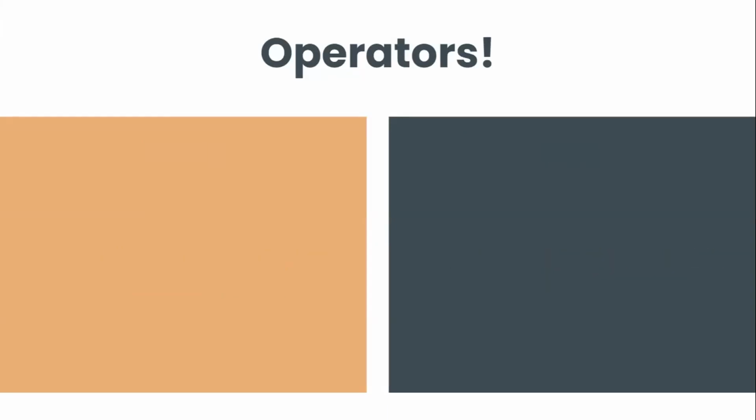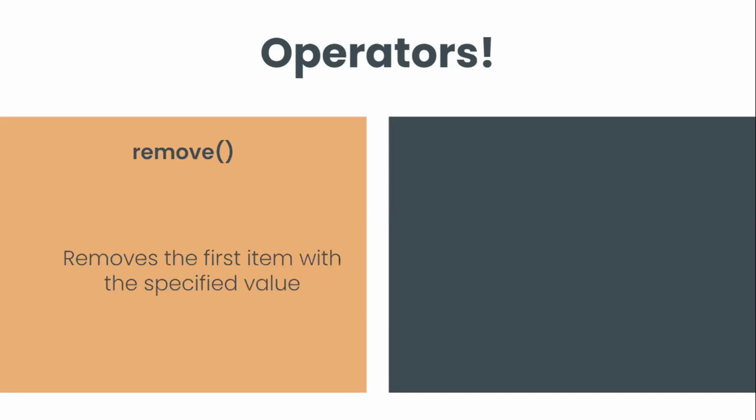Next, you have dot remove. It removes the first item with specified value. So compared to dot pop, pop takes in the index or the position of the item, and dot remove takes in the value of the item. And dot reverse reverses the order of the list.